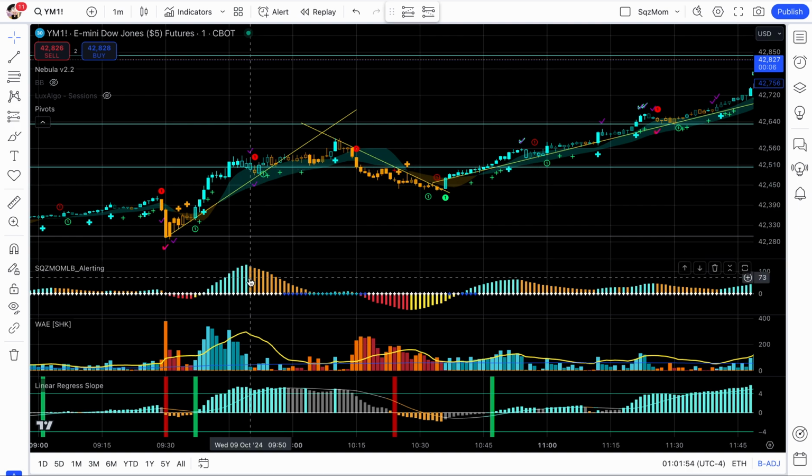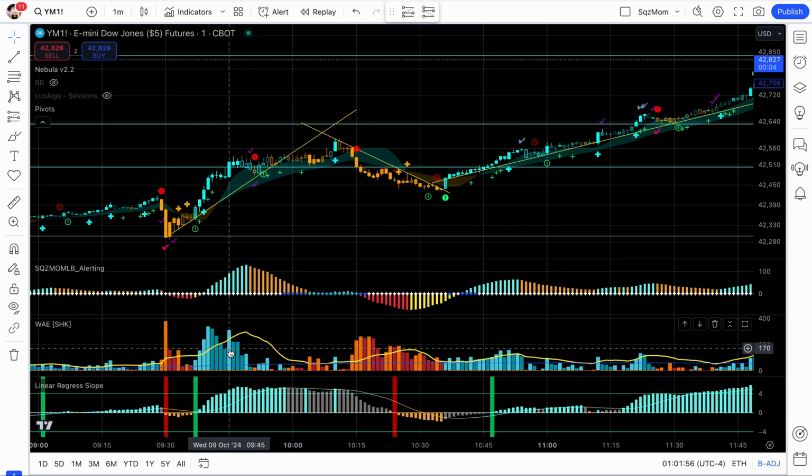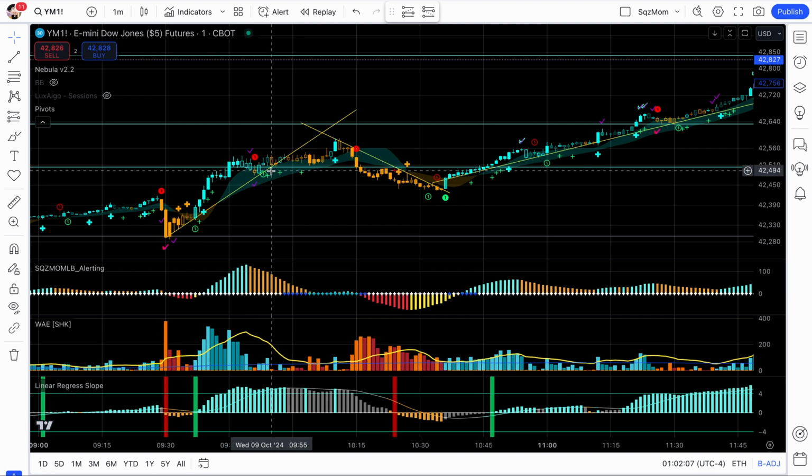So when do you get out? Well, when the squeeze momentum starts looking like it's going down, and when momentum is dropping in the Waddah. The LRS doesn't look like it's going down, but we don't need them all to agree. You made your money, get out.